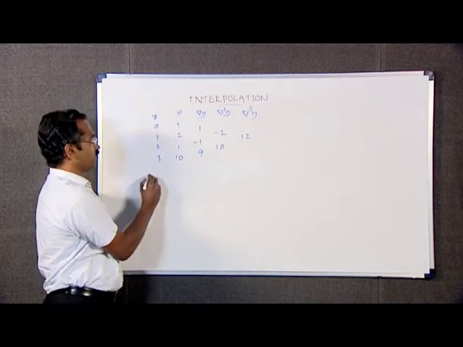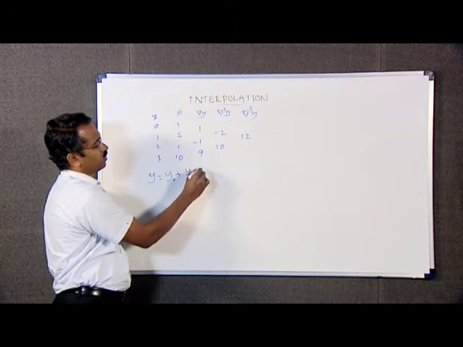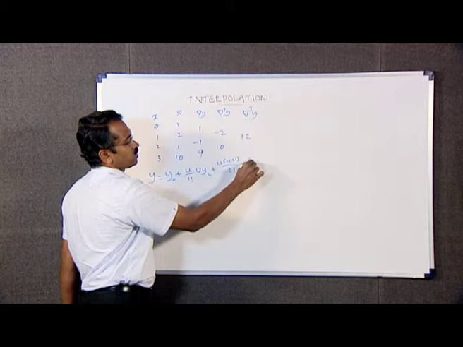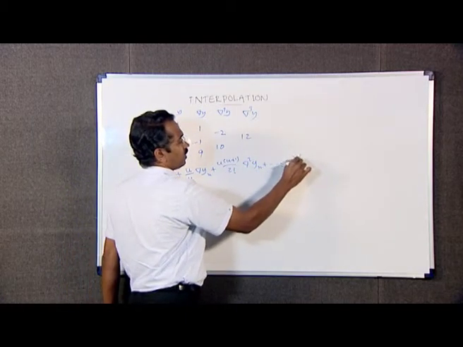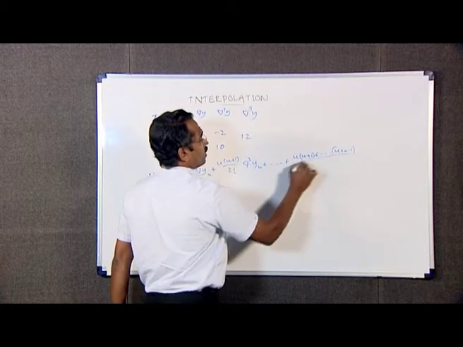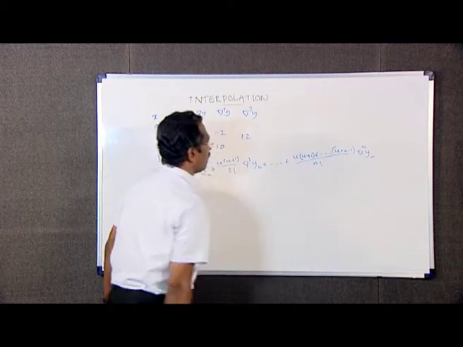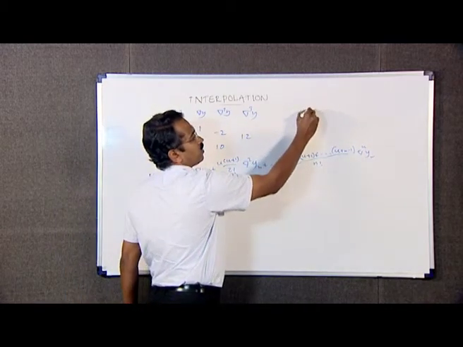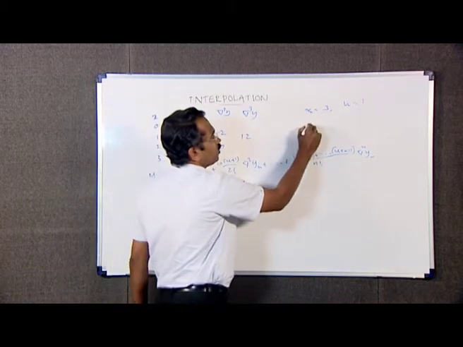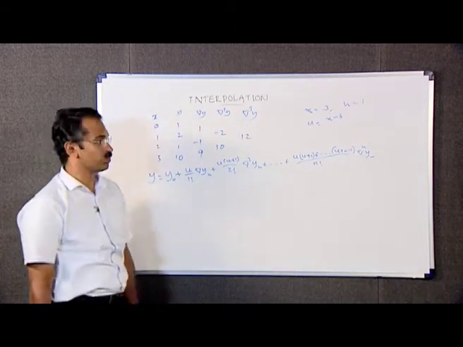By Newton's backward interpolation formula, we have y equal to yn plus u by 1 factorial into del yn, plus u into (u plus 1) by 2 factorial into del square yn, plus etc., plus u into (u plus 1) into (u plus 2) etc. (u plus n minus 1) divided by n factorial into del raised to n yn. Here xn is equal to 3, and the interval of differencing h is 1. Therefore, u equal to (x minus xn) divided by h, that is u equal to x minus 3.